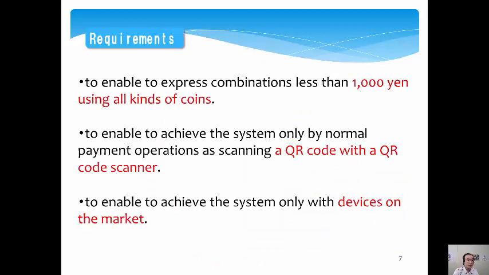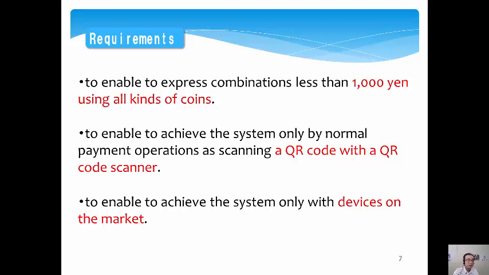So these are the requirements. We have 3 requirements. One requirement is to be able to express combinations of less than 10,000 yen using all kinds of coins. That means we are focusing on small payments using small coins. The second requirement is to achieve the system only with normal payment operations, such as scanning a QR code with a QR code scanner. At the moment, for example, with an IC chip card, you can use prepaid payment. But in this research, we are only focusing on QR codes with a QR code scanner using your smartphone.